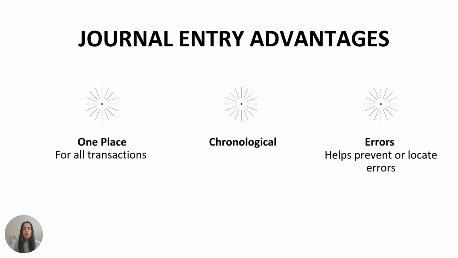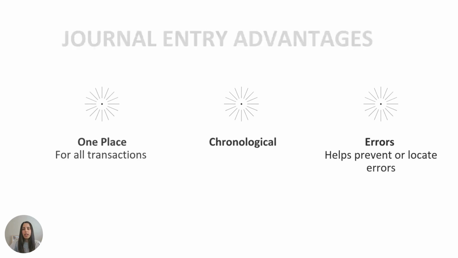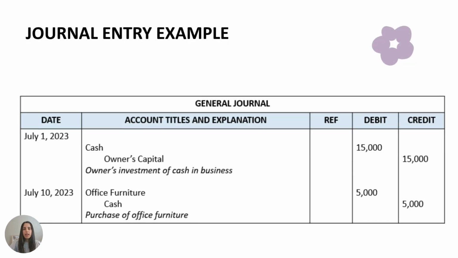Now, what are the journal entry advantages? Well, it contains one place for all transactions to be recorded. They're recorded in a chronological manner, and it helps us prevent or locate any errors. A journal entry looks like this. So we will go over the following two journals.